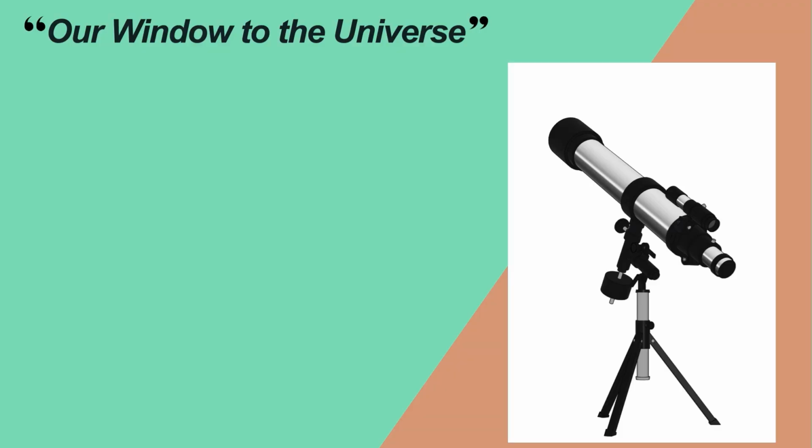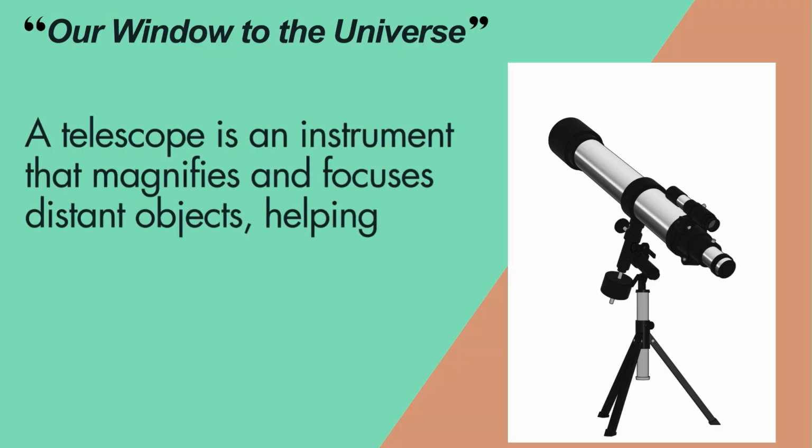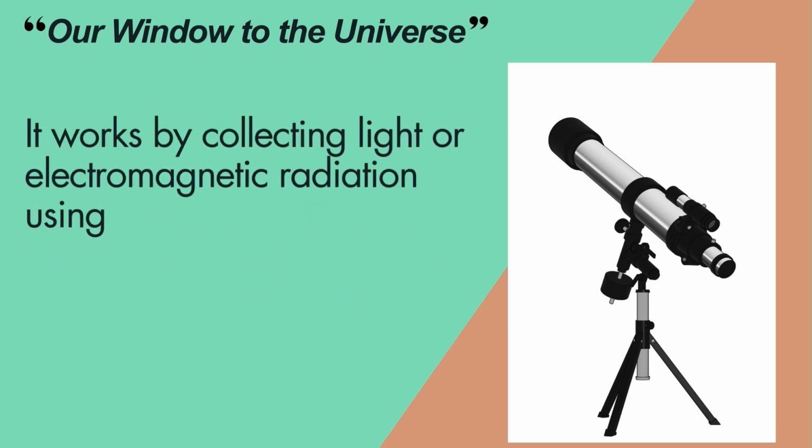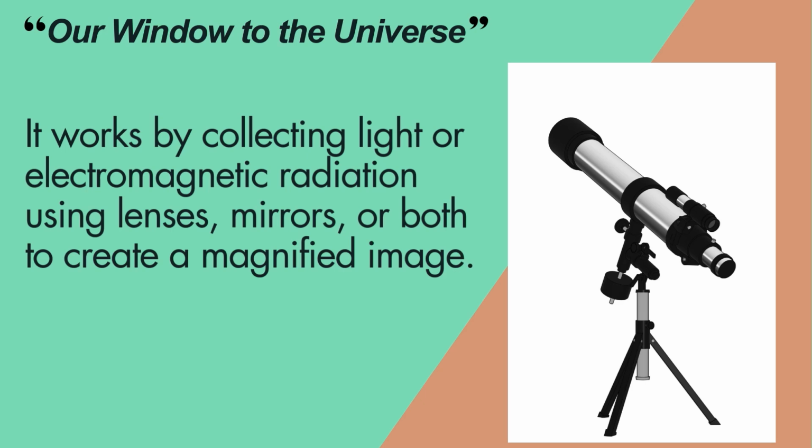First up, the telescope. This tool is our window to the universe. A telescope is an instrument that magnifies and focuses distant objects, helping us observe celestial bodies like stars, planets, and galaxies. It works by collecting light or electromagnetic radiation using lenses, mirrors, or both to create a magnified image.